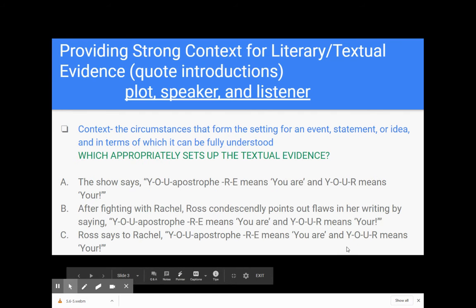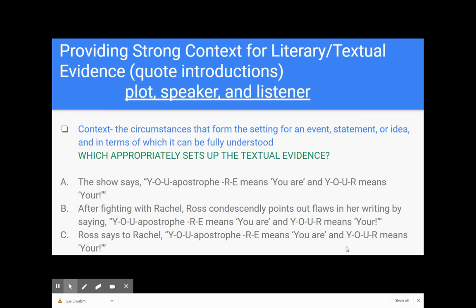Okay, moving on to your quote introductions. You need to be providing context for your reader. Context is the circumstances that form the setting for an event, statement, or idea. Your reader needs to understand what's going on before you just throw in textual evidence or a quote. So in order to provide the most appropriate amount of context, you need to include three things: the plot, so what's going on in the text, who's saying it, and to whom they are speaking.